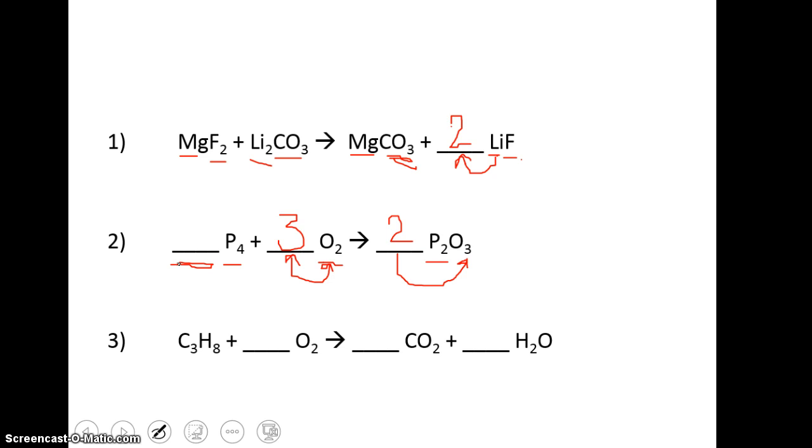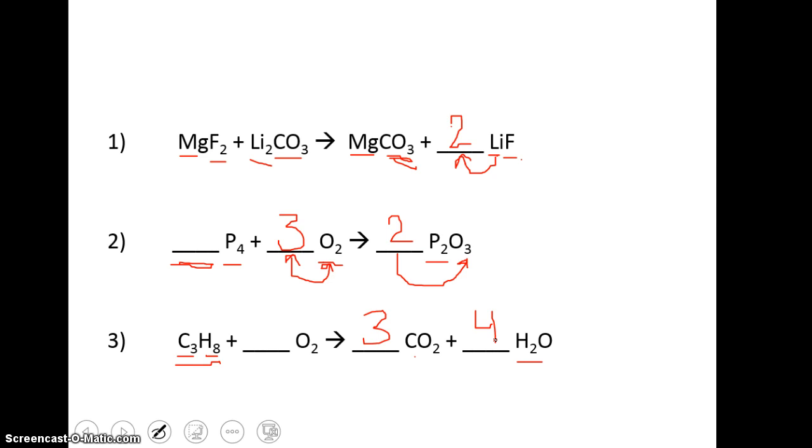So C3H8 plus O2 yields CO2 plus H2O. For these, if you see something that starts with a C and an H, I always start with the C first, then the H, and then do the oxygen last. So we're going to start with the C. There's 3 carbon on the left, and there's only 1 on the right. So we're going to put a 3 in front of the CO2, because 3 times 1 carbon is 3. Now there's 8 hydrogen on the left. There's 2 on the right. And so we want to get it to 8. So 2 times 4 is 8.